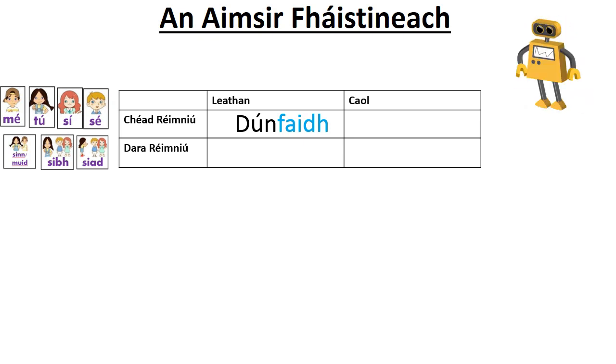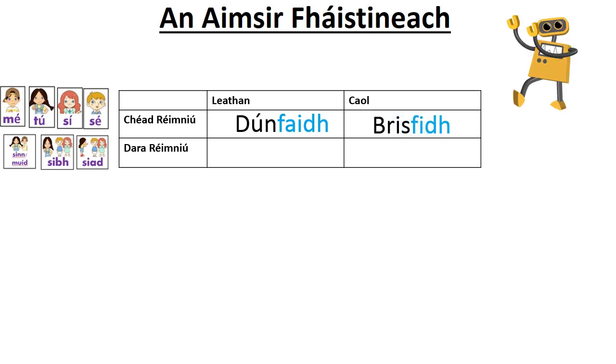Dún hi. Now, you can pronounce it as a he or a fi. Most people would say he, so it's Dún hi. Dún hi tú. You will close. Here it is again. You notice it's missing the A because it's narrow. Brish he she. She will break.